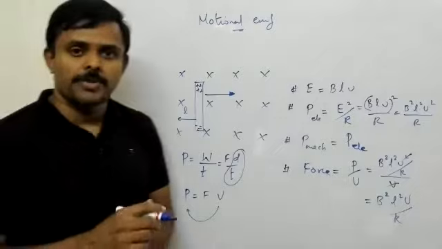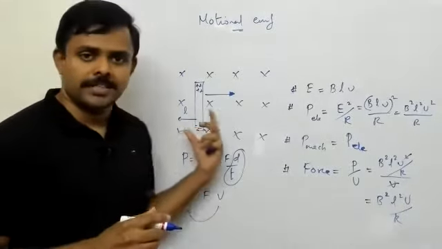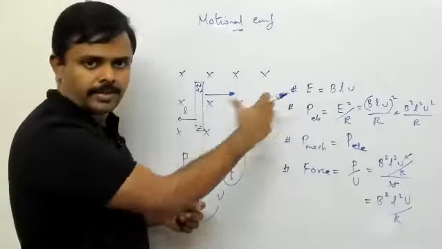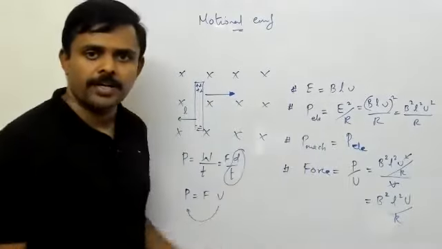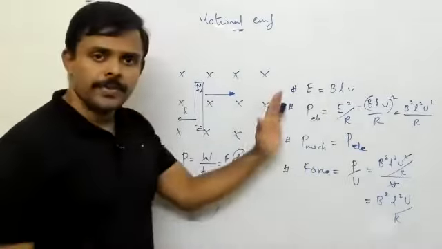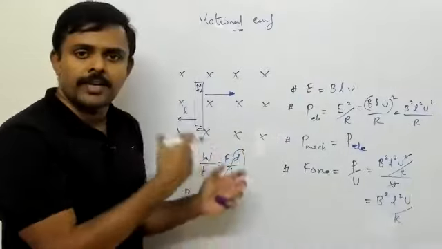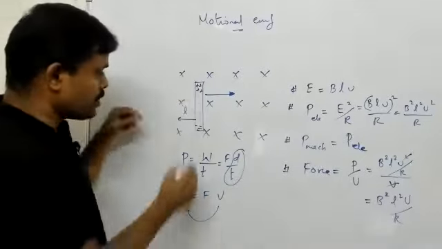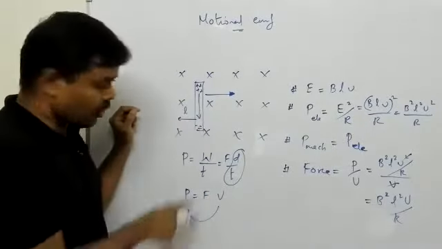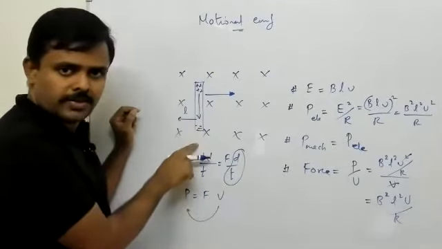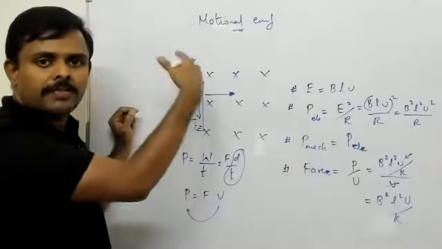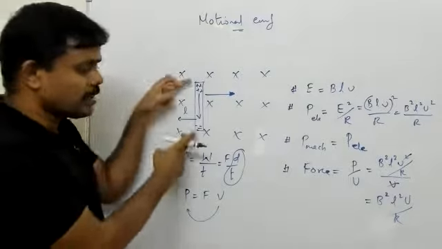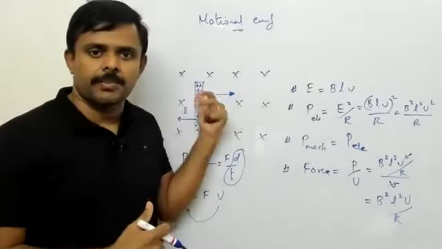So, what is motional EMF? You have a conductor, a metallic wire, and you are pulling the conductor in a magnetic field. When you move it, all the electrons inside will experience a Lorentz force. Due to the Lorentz force, the electrons will be moving downwards. Those electrons will come over here, making this end negative, while the other end, which has lost electrons, is positively charged. This looks like a cell now with a positive terminal and negative terminal.